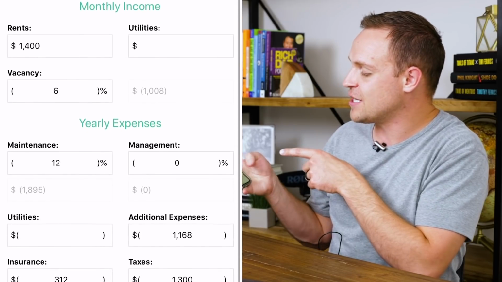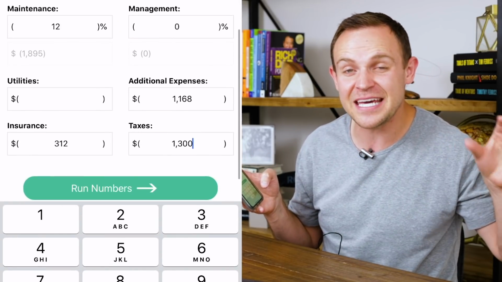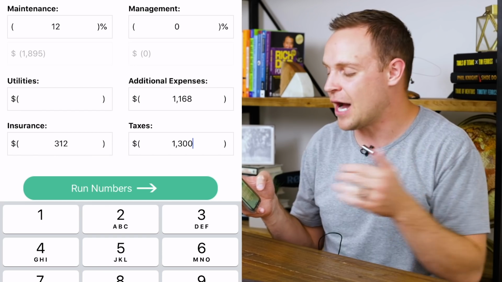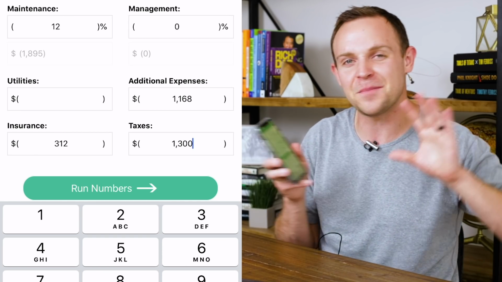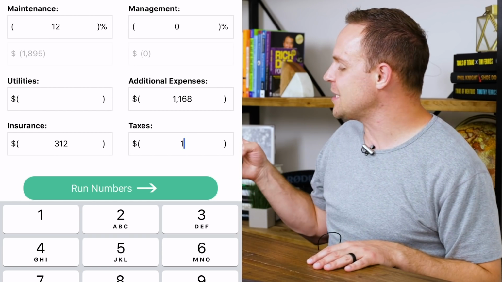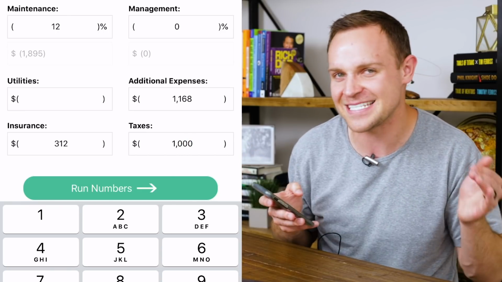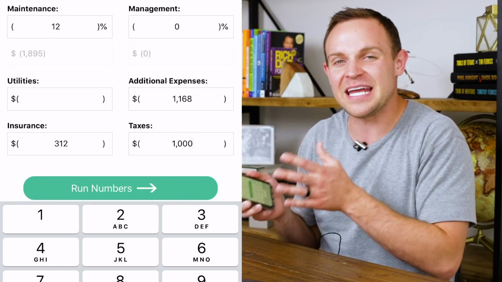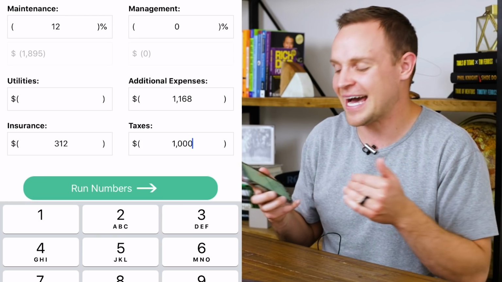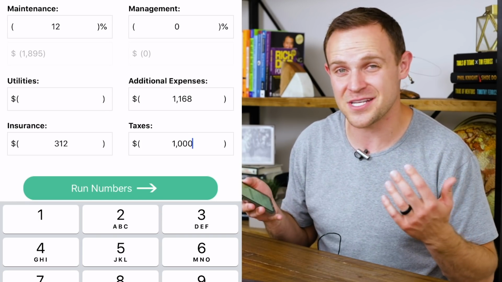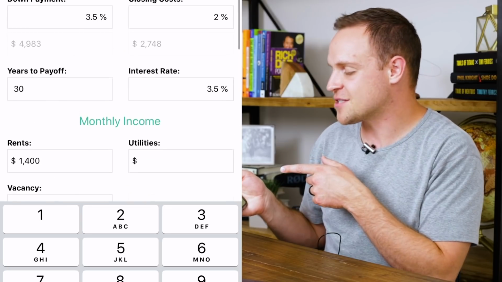Then you're going to go down here to your taxes. Because you're living in it, your taxes should be less. Now, this isn't always the case, and I'm not going to dive into the rules, but I'm going to drop the taxes down to $1,000. This is a worst case scenario. Because you're living in it, you should have substantially less taxes. I would guess it might even be $600 or $700, but we're gonna do $1,000 to be conservative.